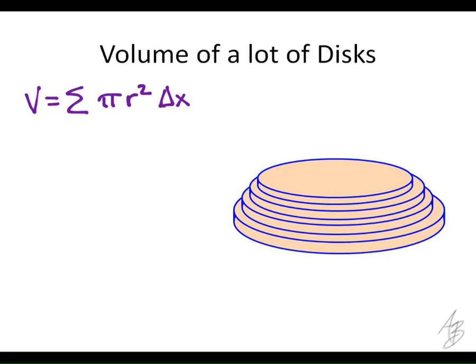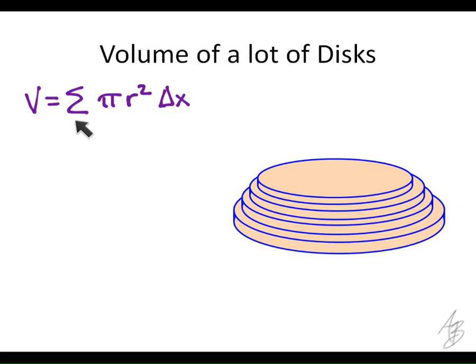I want to point out one thing about this sum. I don't have limits on my sum. I don't have i equals 1 to 12, or i equals 1 to 4 actually would be more appropriate for this example. But this delta x here, the r here, those are going to depend on what our limits on the sum are, and we'll take care of that when we move into the integral.